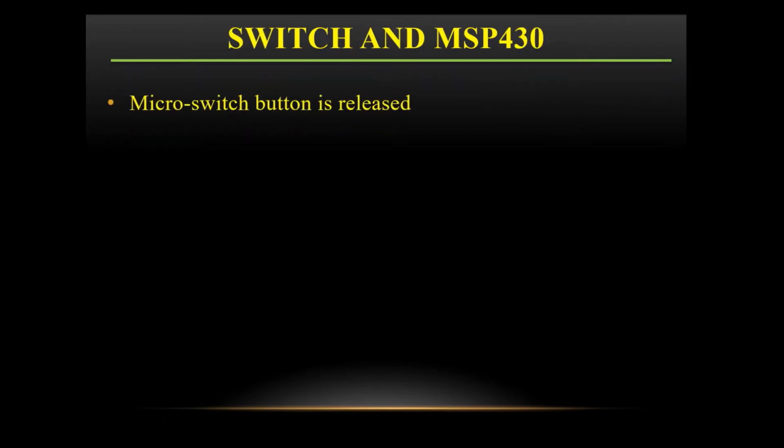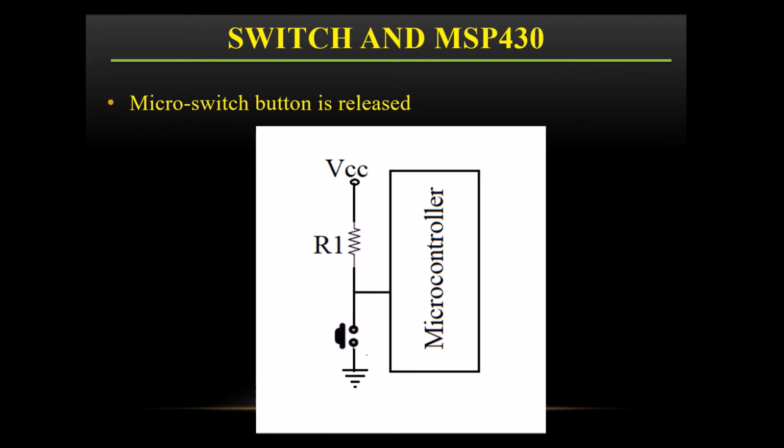Now let's discuss how to interface a micro push button with the microcontroller. Here the micro push button is connected between the GPIO pin and ground, whereas the GPIO pin is also connected to VCC through resistor R1. Resistor R1 is referred to as the pull-up resistor.